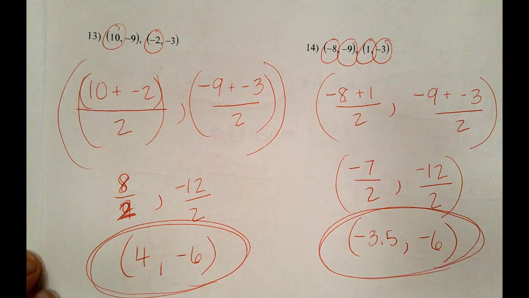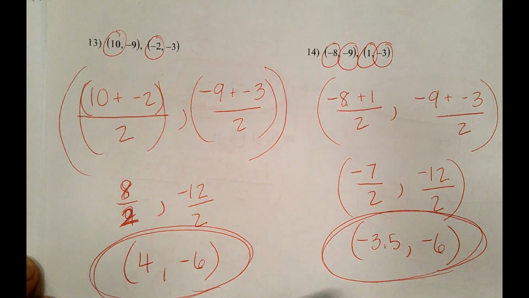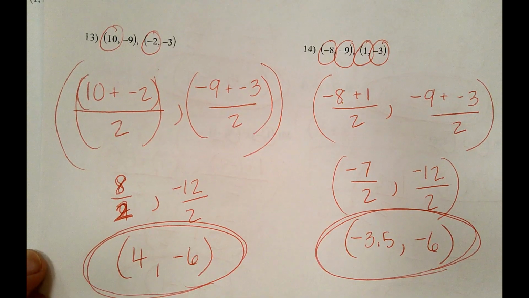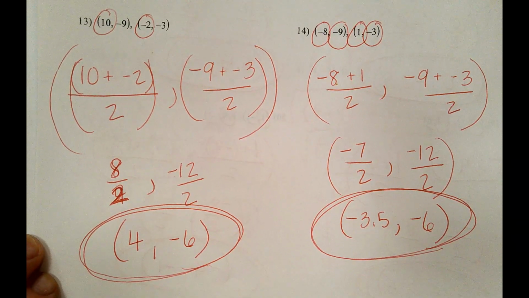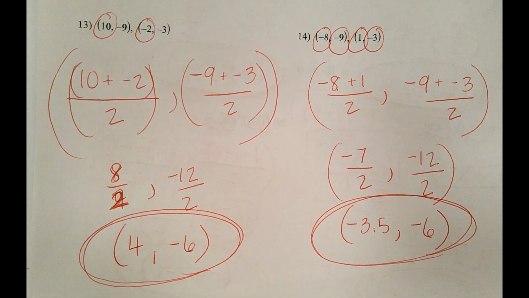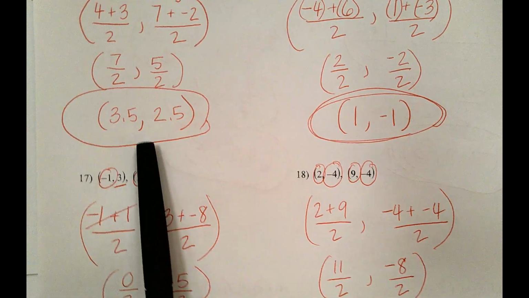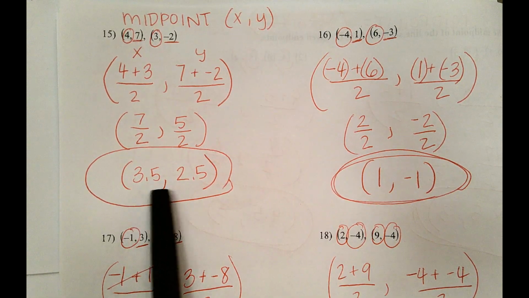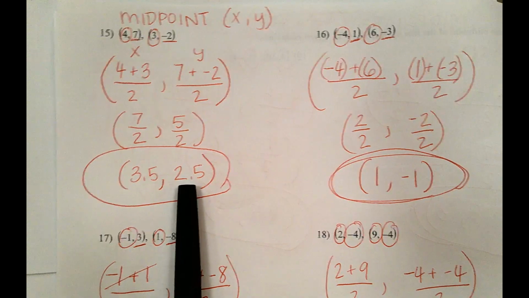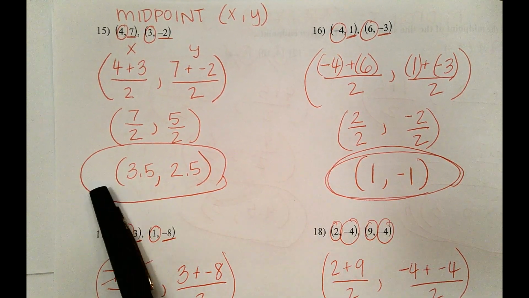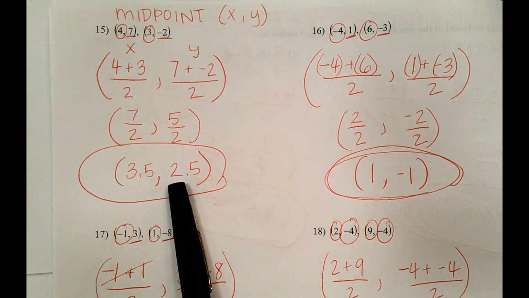Or I go to the next page. Does anyone need to see any other things on this page? Okay, I'll wait a second. Ready? All right, last page. Number 15, I got 3.5, 2.5.